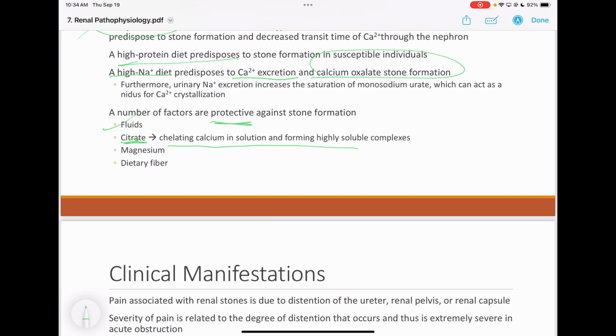Yes? How fast can diets lead to the formation of stones? Diets take a long time. It's got to build up in quantities over time. It's not an acute thing.